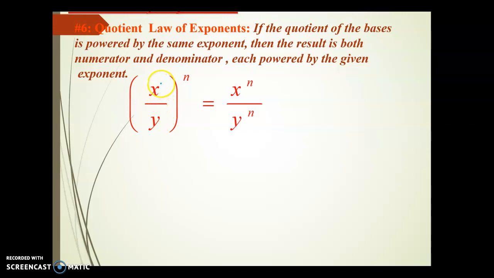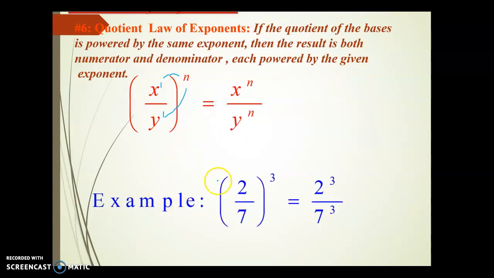So here, what happened to the exponent of x? Diba? It's an invisible one na siya. And then you're going to multiply, you'll get n. Same with y, you'll get n. Right? So example, 2 over 7 raised to 3. You may read this one as the quantity of 2 over 7 raised to 3. Then you multiply the exponents to the outside exponent, and you can get 2 cubed over 7 cubed.